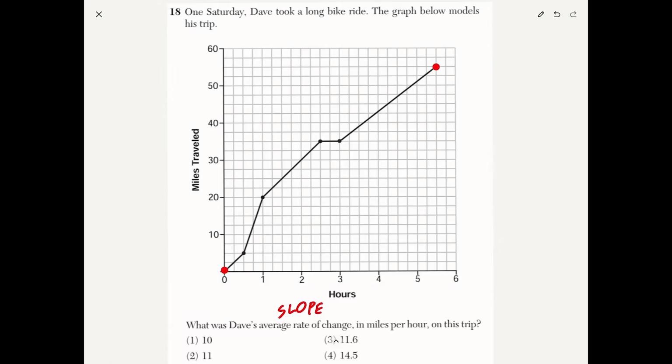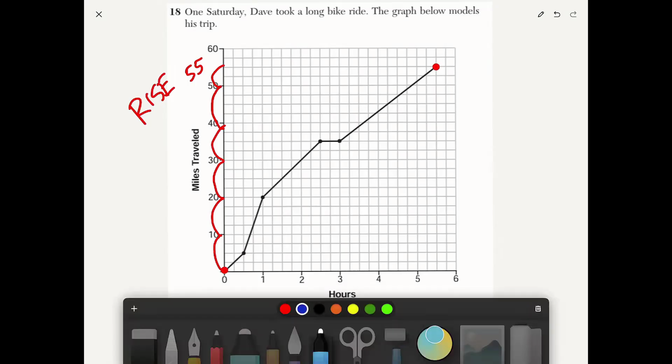So if we were doing rise, we would go up. I'm just going to go up 10, 20, 30, 40, 50 and then halfway, so this would be 55. That's the rise. And then this one, the run, I'm going to make that blue. The run is going to be 1, it's going out 2, 3, 4, 5, and again this will be 5.5. So the rise is on top, the run is on the bottom.